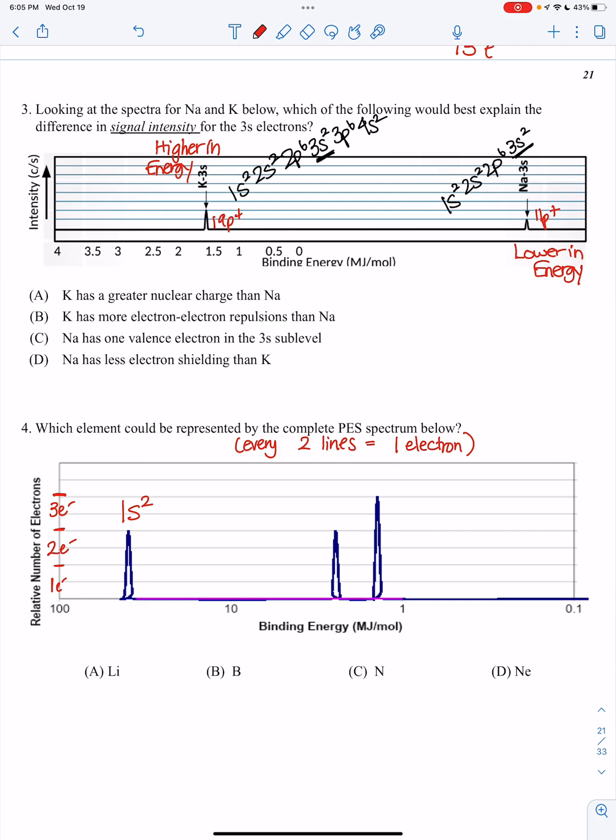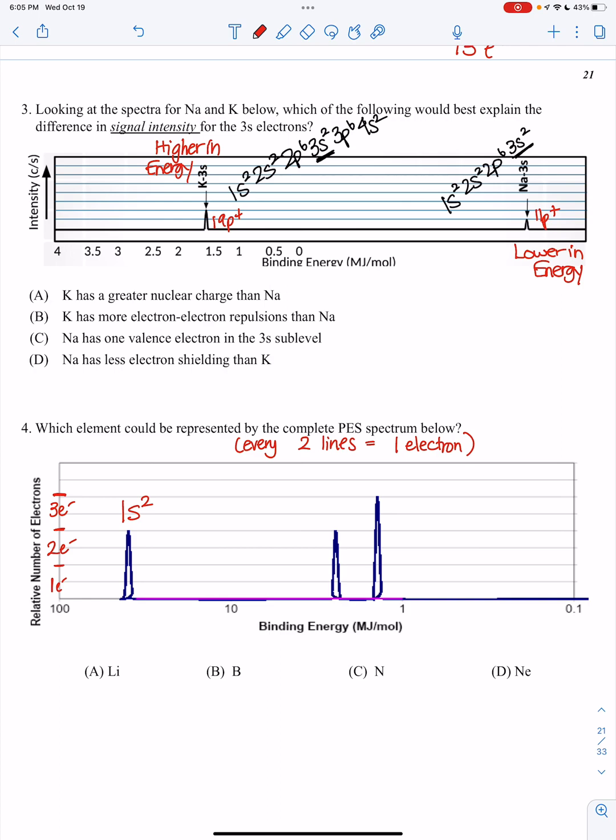All right, I'm going to set us up for some tougher thinking questions, and I'll leave it up to you. Question 3 says, looking at the spectra for sodium and potassium below, which of the following would best explain the difference in signal intensity for the 3s electron? So these peaks are the 3s of potassium, and this is the 3s of sodium. I put a little bit of information here to help you out.